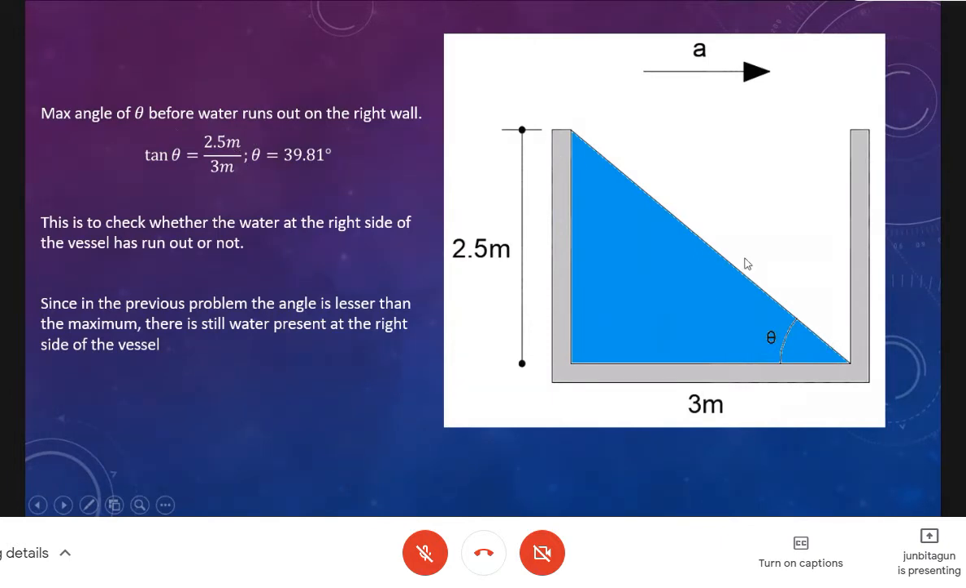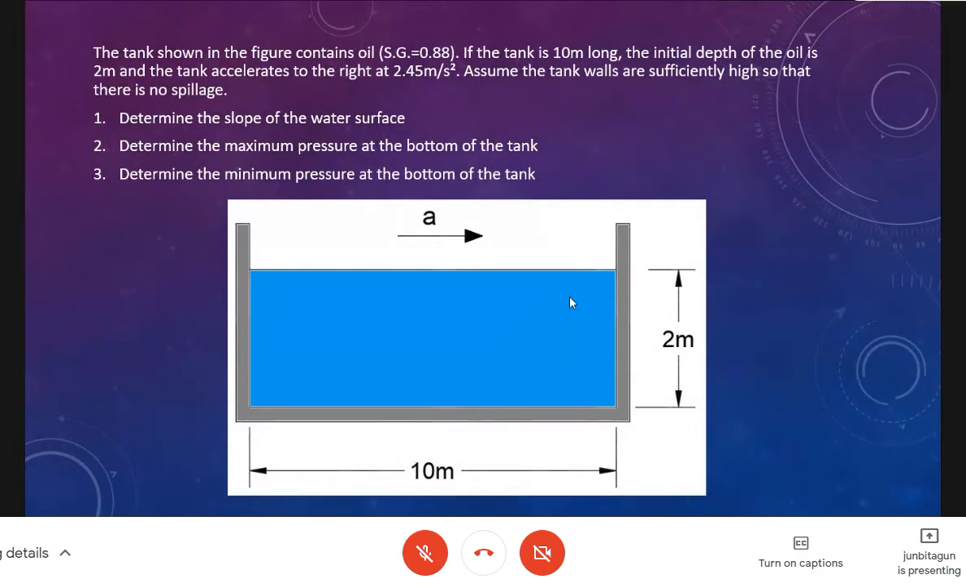If it's case 3. So check whether this would happen or not by getting the angle. So here, another problem, the tank shown in the figure contains oil. Now it's oil, 0.88 in specific gravity. If the tank is 10 meters long, the initial depth of the oil is 2 meters, and the tank accelerates to the right at 2.45. Assume the tank walls are sufficiently high so that there's no spillage.